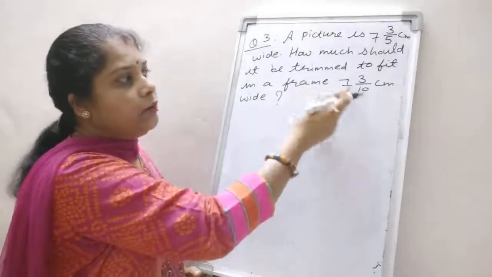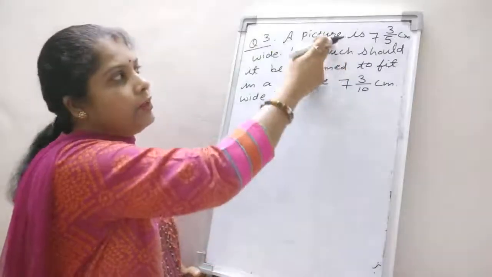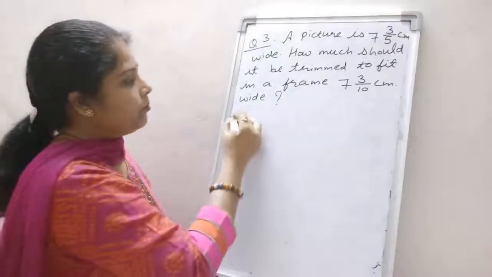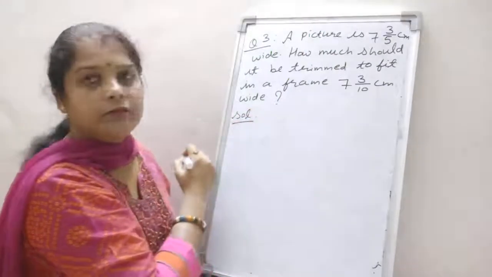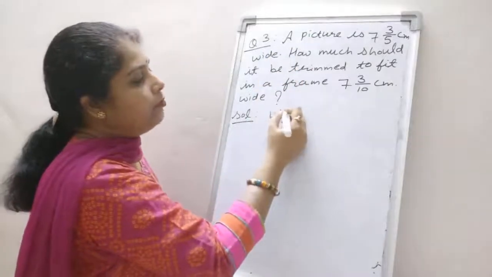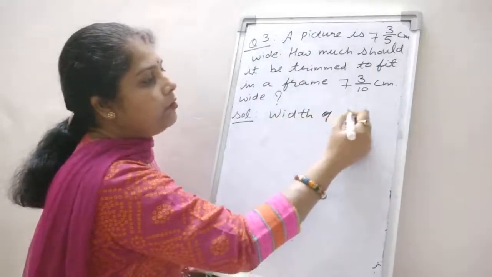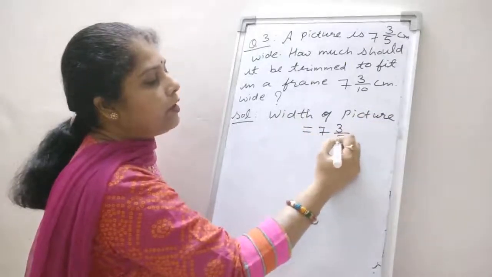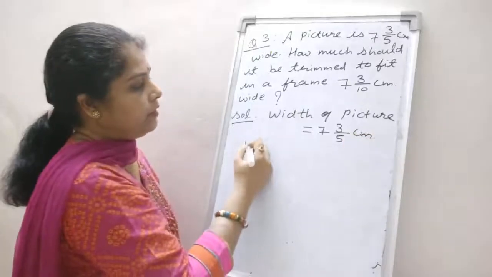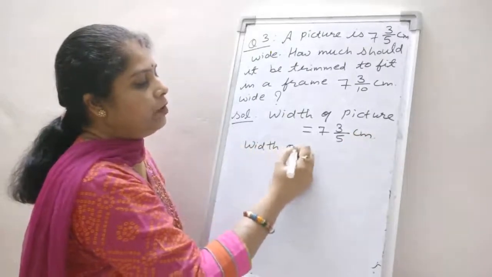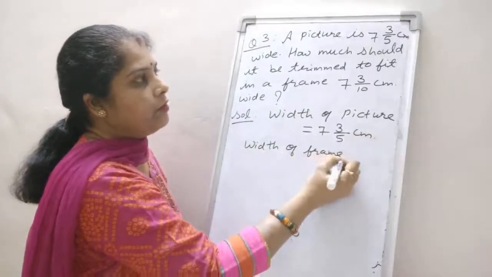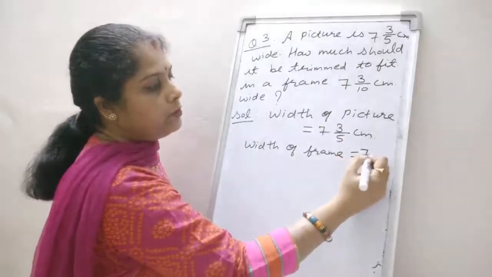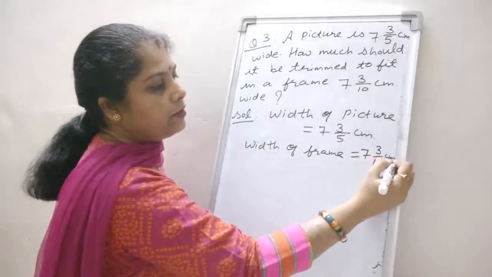So the smaller one, the width of the frame, will be subtracted from the width of the picture. So here we have to subtract these numbers. So first we will write the statement lines. First line, width of picture equals 7 3/5 centimeter. And the second line will be width of frame. Width of frame is 7 3/10 centimeter.